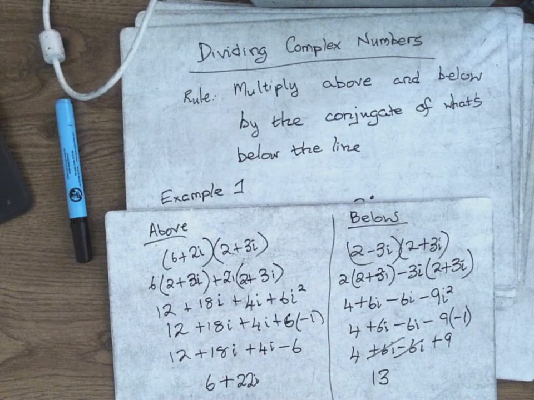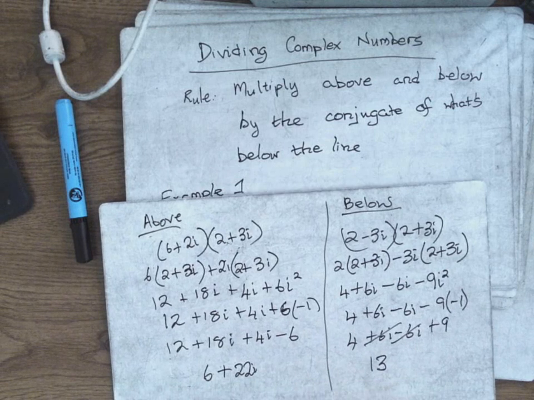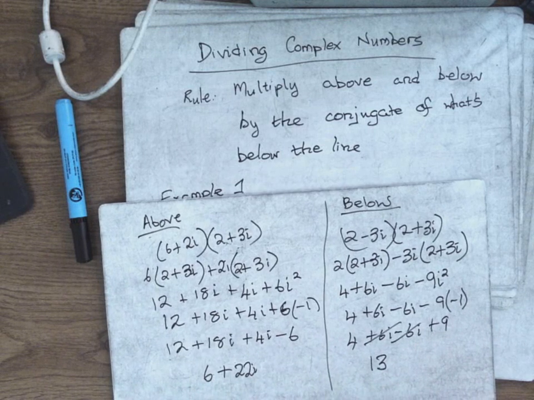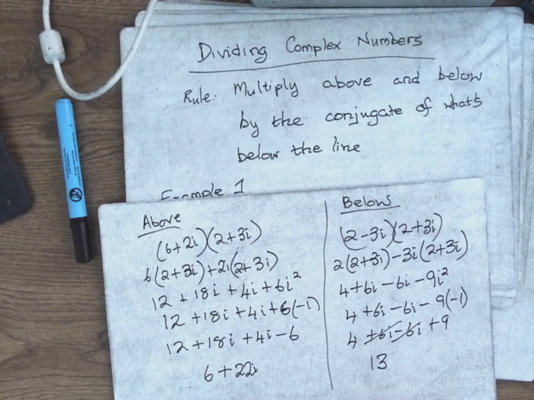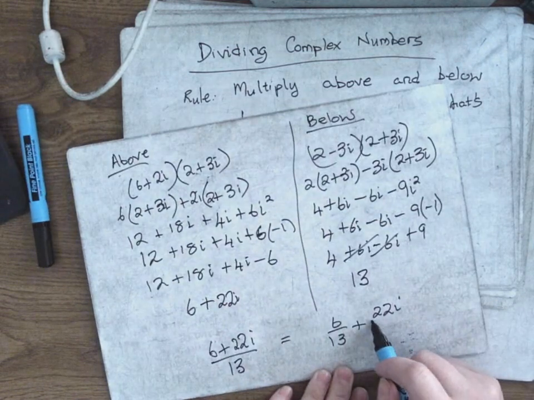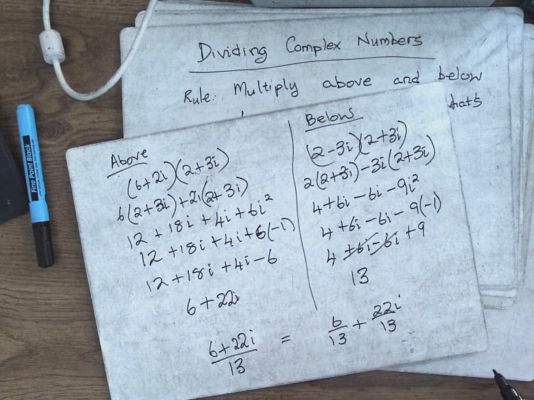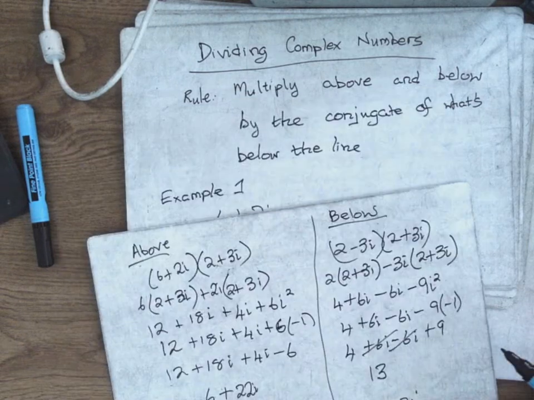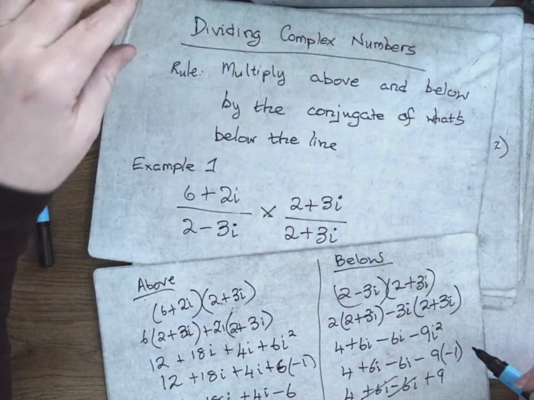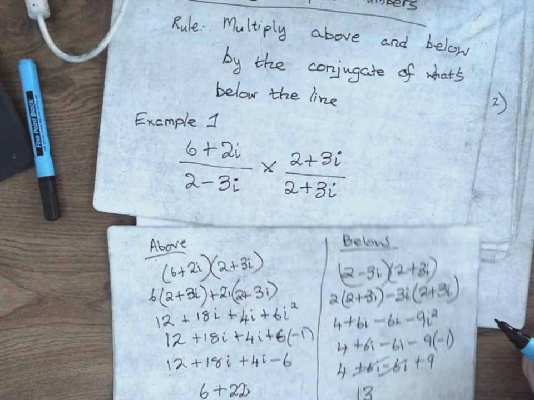13. So all I need to do is split it up and give each little bit its own 13, so I still have a real bit and an imaginary bit. So it's 6 over 13 plus 22i over 13. Just so I have a real bit and an imaginary bit again, because I like that for my complex numbers. Is that alright?